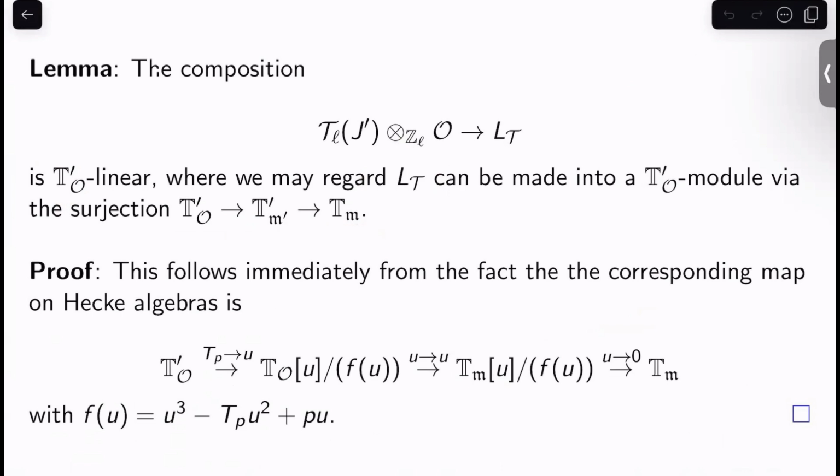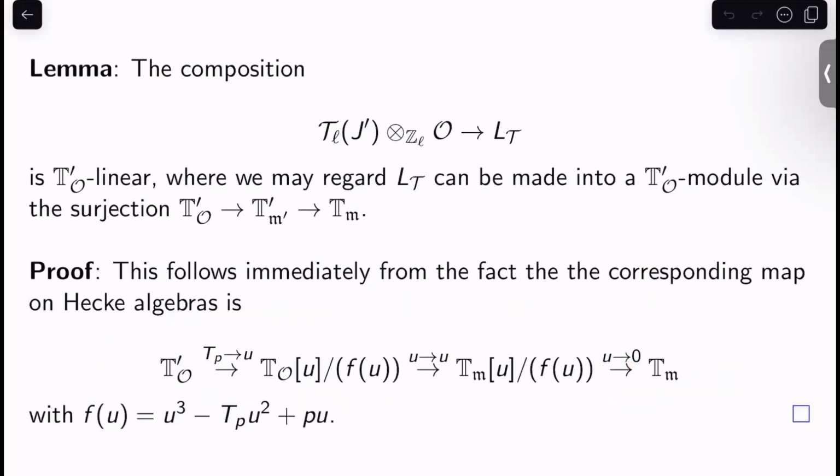It follows immediately from the fact that the corresponding map on Hecke algebras is just the following. So we go from T prime sub O to T prime sub O bracket U mod the ideal generated by F of U. That map just sends T sub P to U. Then we go from here to T localized at M bracket U mod F of U. That map is just the map sending U to U. And then we go from here to T localized at M just by sending U to 0. Okay, that's the corresponding map on Hecke algebras.